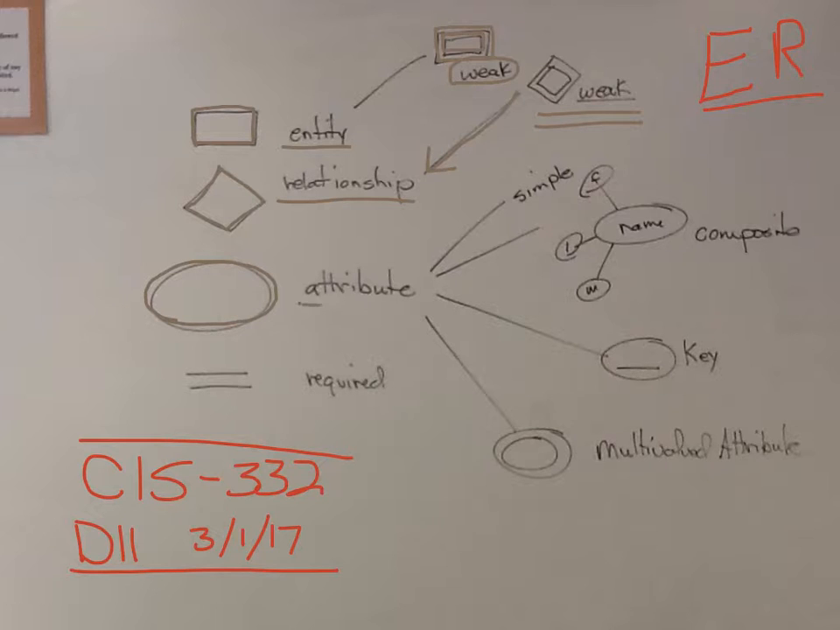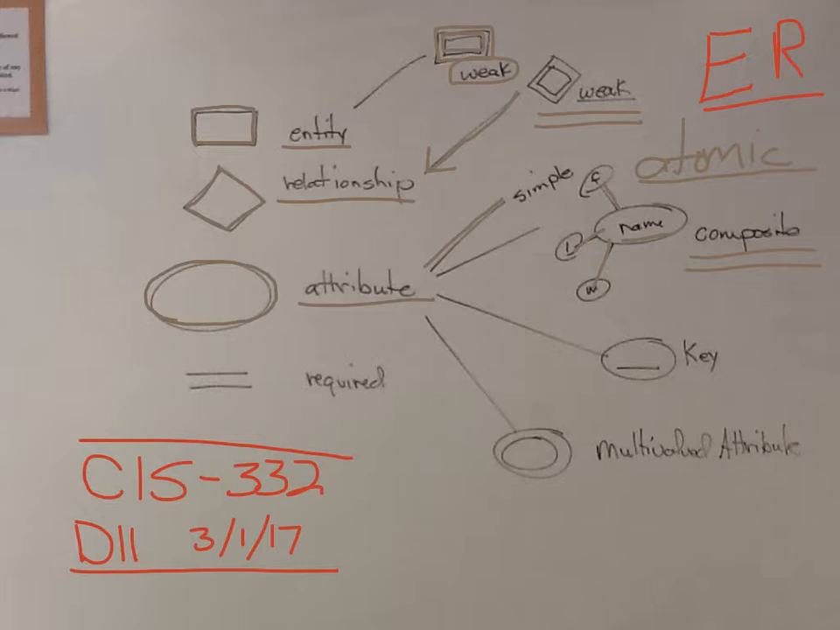Ovals are attributes. Can be a simple attribute or atomic. Could be atomic, simple. Could be a composite, for example, like name. Okay, you could have first name, last name, middle initial, composite.